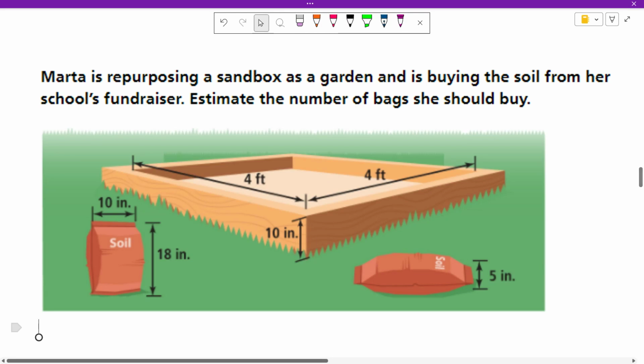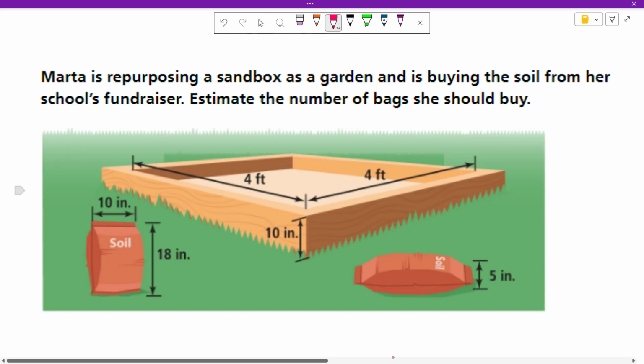Do you see any issues we could have right at the start with our dimensions? Some are feet, some are inches. We need them all in the same dimension. Because if we take 4 feet times 4 feet times 10 inches, you don't get 160 feet inches. There's no such thing. Okay?